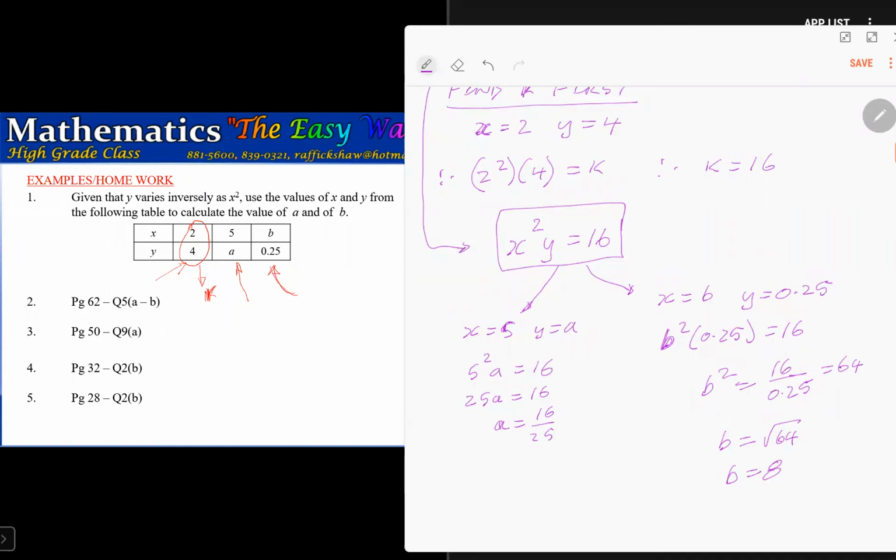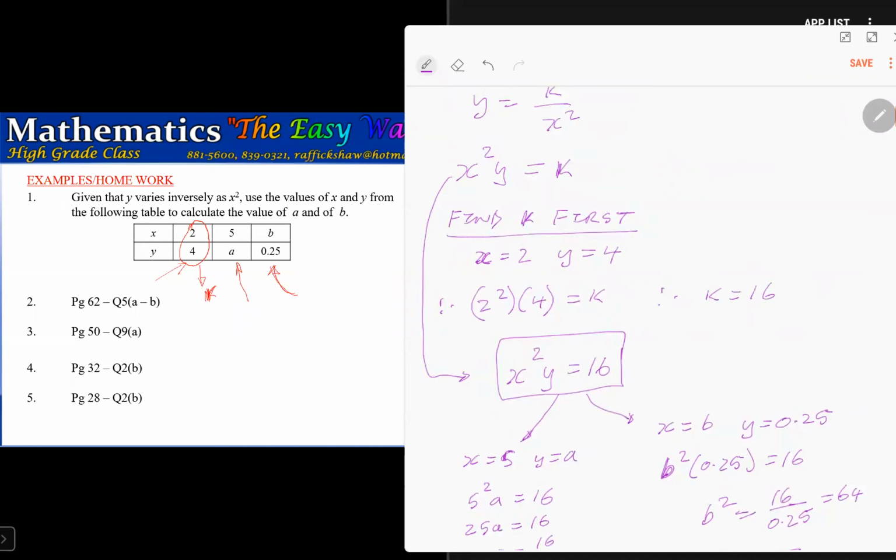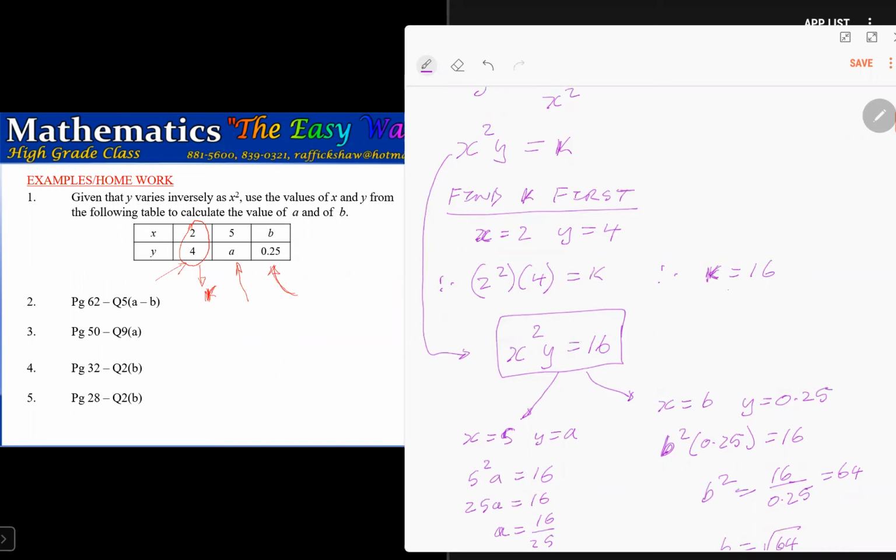Now, some variation questions will actually ask you for the value of k, while some of them will not even mention any k. But whether the question asks for a k value or not, that's the method I wanted you to use, where you find k first. Always find your k values first. After you find a k value, you can write a relationship formula, and then from the relationship formula, you can find the values that you want to find.